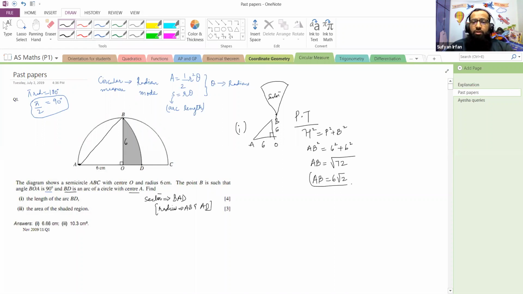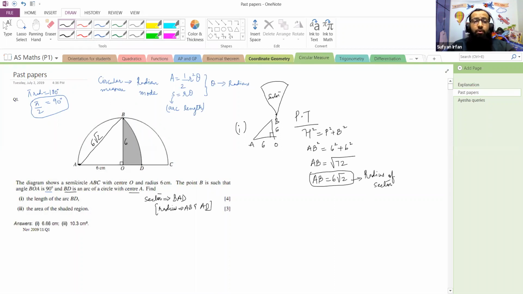So what is AB? This is the radius of the sector. So now we have successfully found the radius. Let's add this radius to the diagram because AB is 6 root 2.